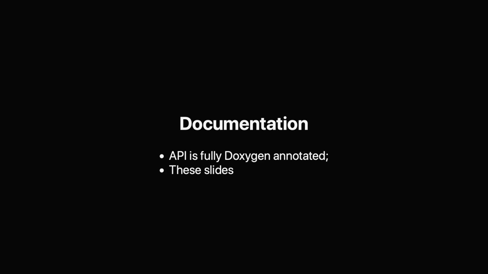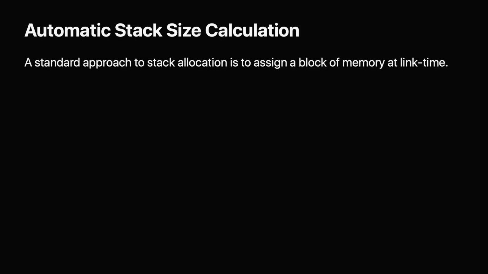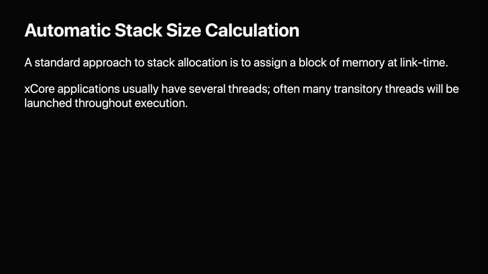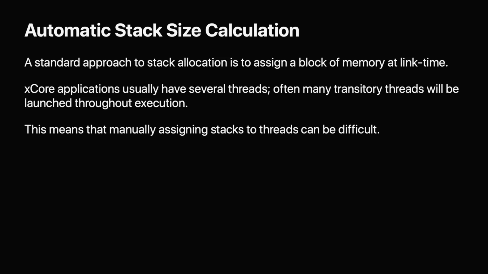That concludes the libxcore section, but there are a couple of other important topics to cover. First of all, automatic stack size calculation. A common approach to assigning stacks is to put aside a block of memory at link time, which is sized to be more than enough for the application. Xcore applications usually have several threads, and often there are many short-lived worker threads, given the speed and ease of launching them. This means that calculating and assigning stacks can be complicated.